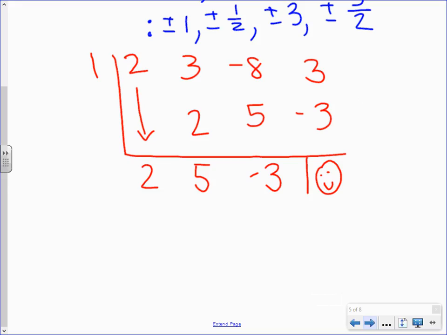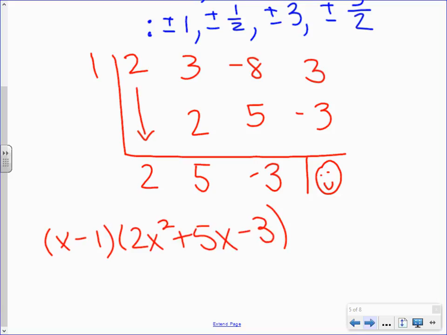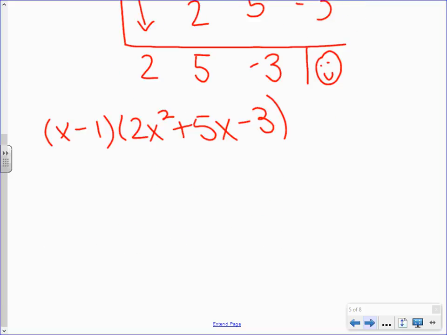So this means that 1 is a zero. It also means that x minus 1 is a factor. And left over, we have 2x squared plus 5x minus 3. So now we are left with a trinomial. Let's see if we can factor it.